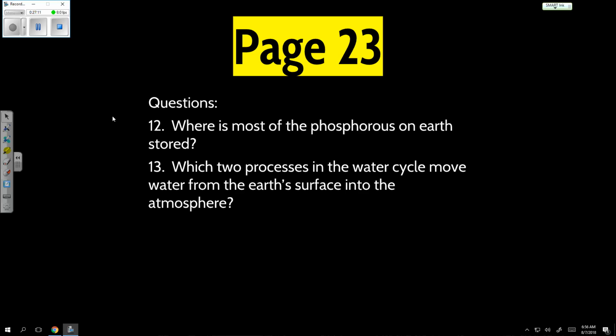Evaporation, water changes from a liquid to a gas. Condensation, water changes from a gas to a liquid. Precipitation, water falls from the atmosphere to the surface. Transpiration, plant leaves release water into the air. Question 13. Which two processes in the water cycle move water from Earth's surface into the atmosphere? Answer would be evaporation and transpiration.